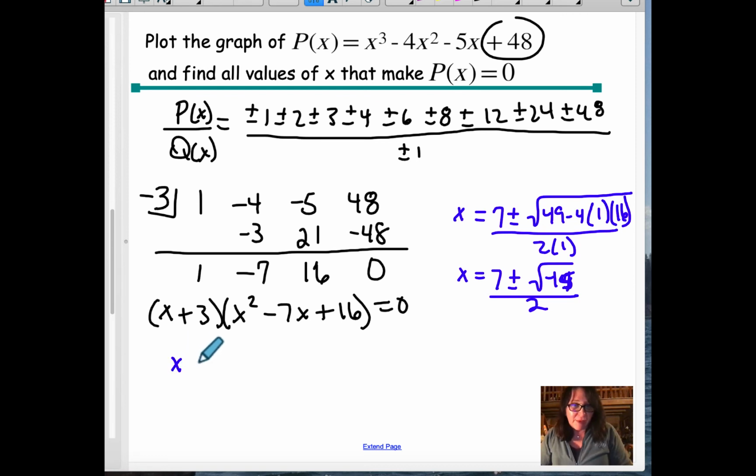So the values that make p of x equal to 0 are x equals negative 3 and 7 plus or minus i root 15 all over 2. And so these are the three values that are my factors for this. That's what makes those equal to 0.